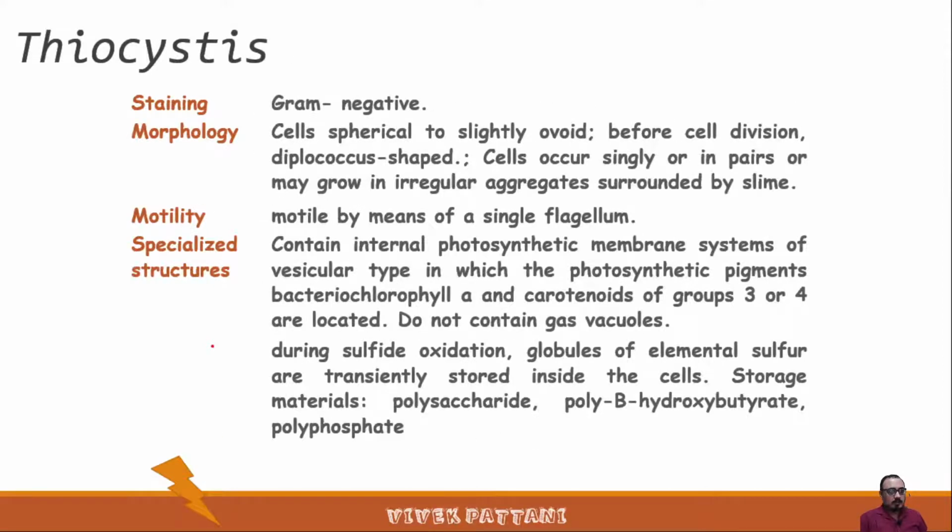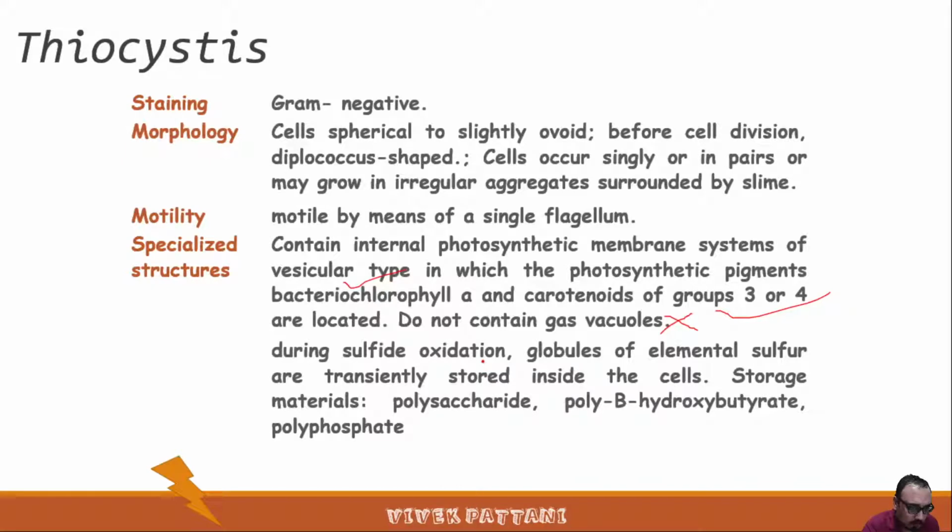The next bacterium is Thiocystis. They are gram negative, with cells spherical to slightly ovoid in shape. Before cell division, they are diplococcus shaped. Cells occur singly or in pairs or may grow in irregular aggregates surrounded by slime. In motility, they are motile by means of a single flagellum and contain photosynthetic membranes of vesicular type, in which the photosynthetic pigments bacteriochlorophyll A and carotenoids of group 3 and 4 are located. They do not contain gas vacuoles.